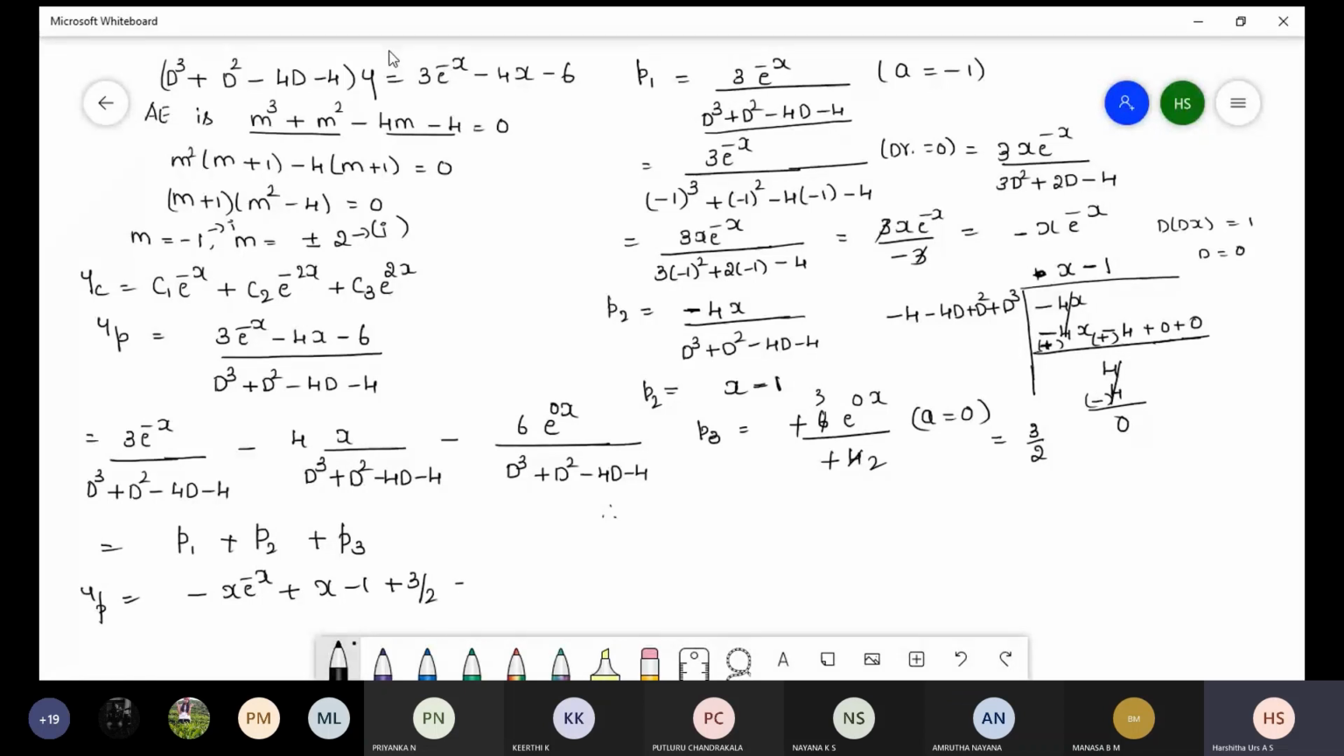So here x in minus x into e power minus x plus x. Again 3 by 2 minus 1 is 1 by 2. Therefore y is equal to yc plus yp. So we get here c1 e power minus x, c2 e power minus 2x plus c3 e power 2x plus yp, which is minus x into e power minus x plus 1 by 2. This is the final answer.